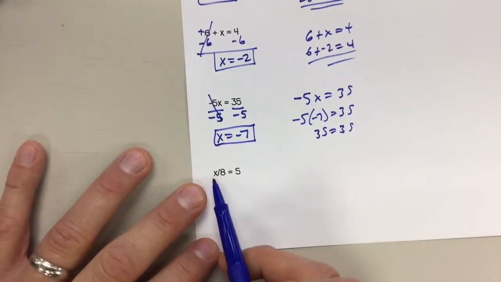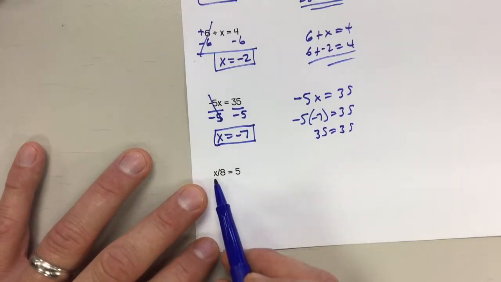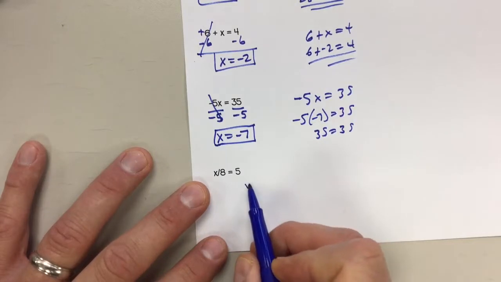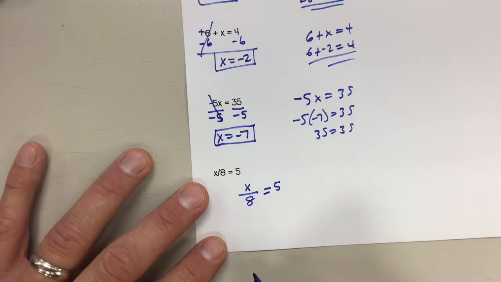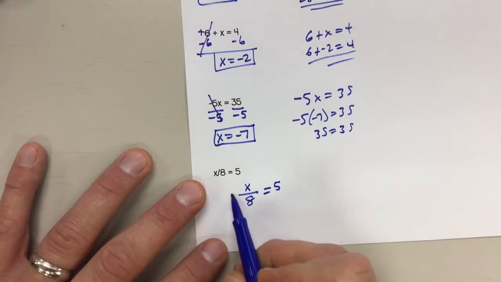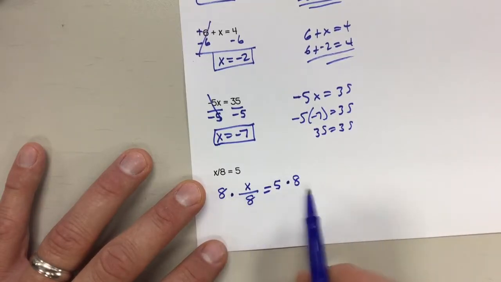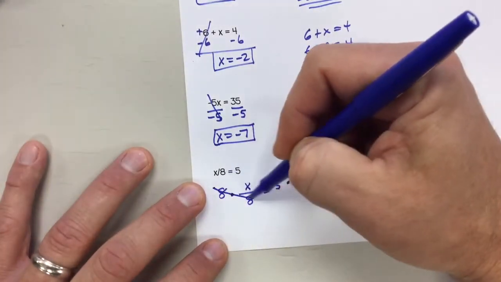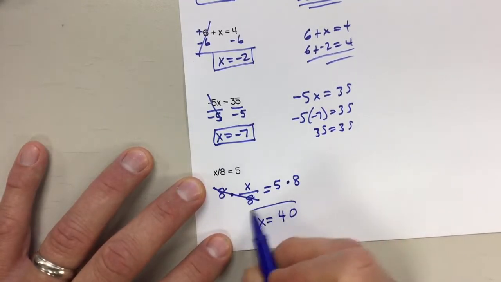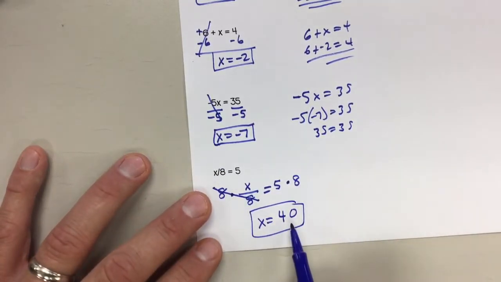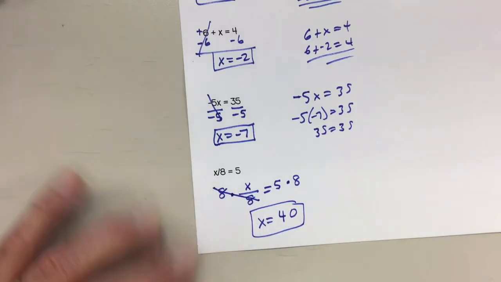Now here, you'll notice we have x/8. Slash is another way to say division. So this is x divided by 8. And oftentimes you'll see it written like this. X divided by 8. So the opposite of dividing by 8 is multiplying by 8. So I would simply multiply by 8 on both sides. Those two cancel. And 5 times 8 is 40. And if you want to check it, you could put in 40 here. 40 divided by 8 is 5. So I am correct.